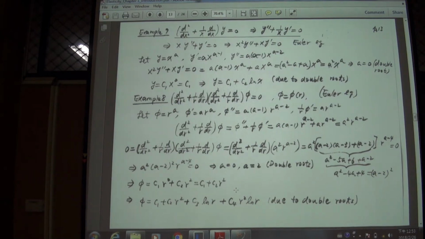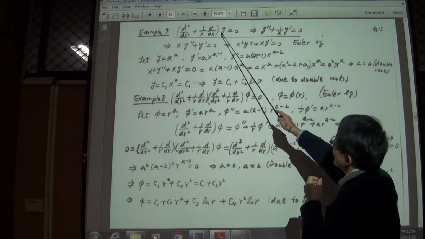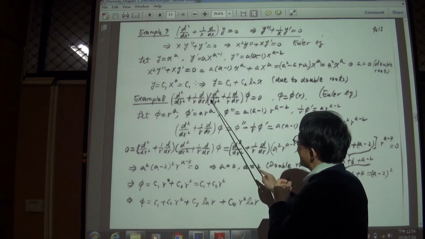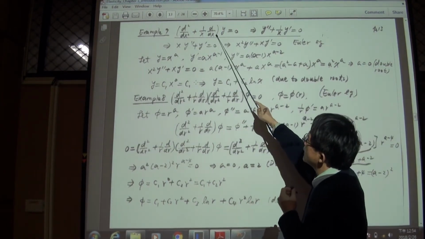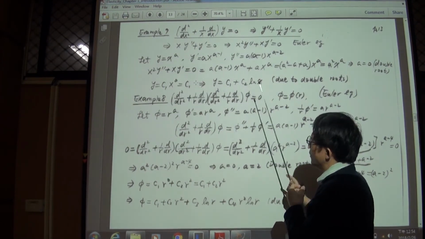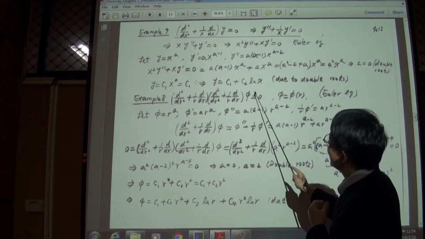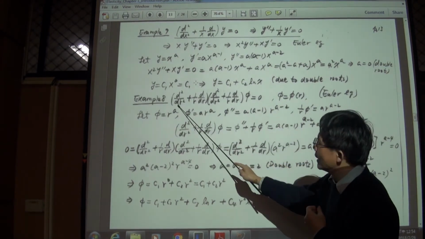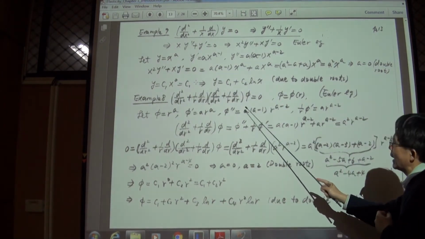Now let us look at example 8. Now we have two differential operators here. In the previous example we had only one differential operator. I want to tell you that this differential operator is just the same as this one. We only change the independent variable from x to r. Then we operate it once and then operate it twice, and this equals 0.